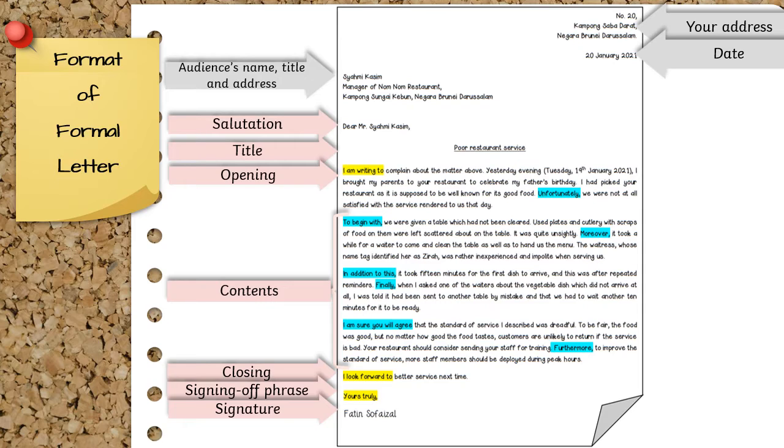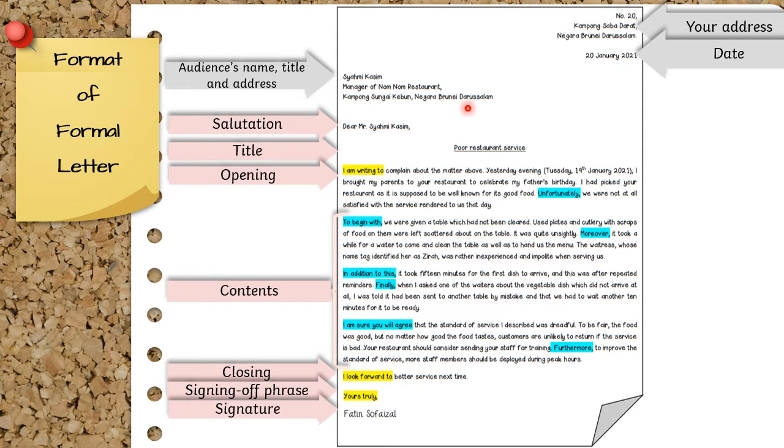Now this is the format of formal letter, and as you can see, it's a little bit more complicated compared to the informal letter. So for formal letter, on the right hand side, you would write the writer's address, your address with the date of when you are writing the letter. And then on the right hand side, you write the audience's name, the reader's name, the title here, manager of Nam Nam restaurant, and then the address of your audience.